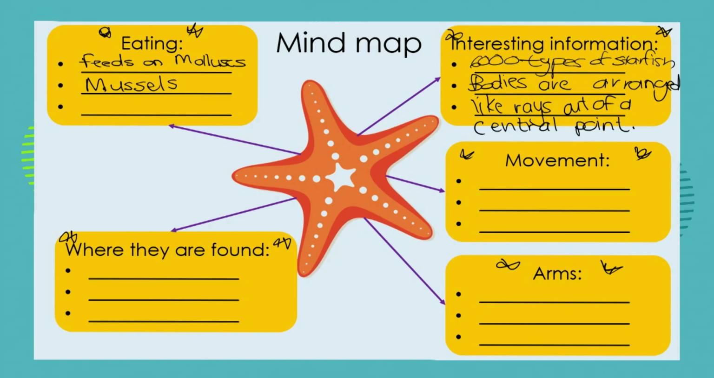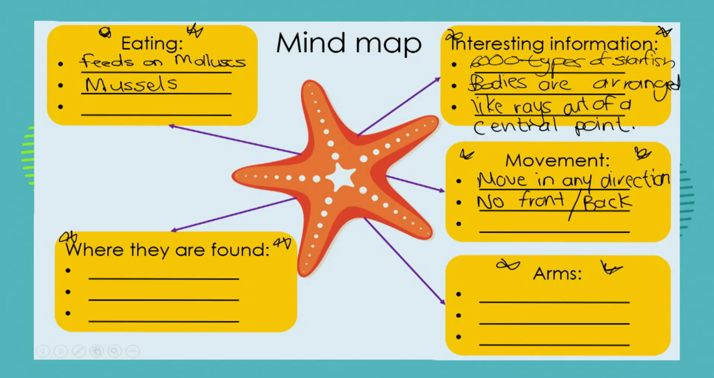Okay, now that we've got our interesting information, let's look at our movement. We know that they can move in any direction, which is pretty interesting. They have no front and they have no back. So no front or back.